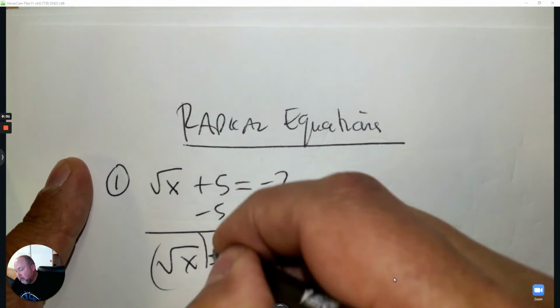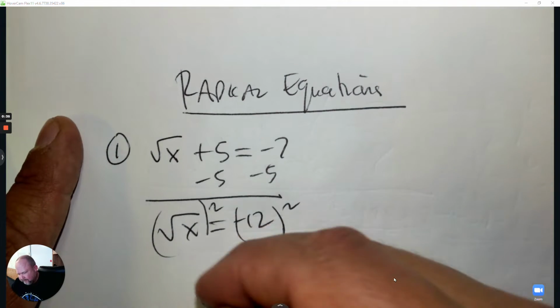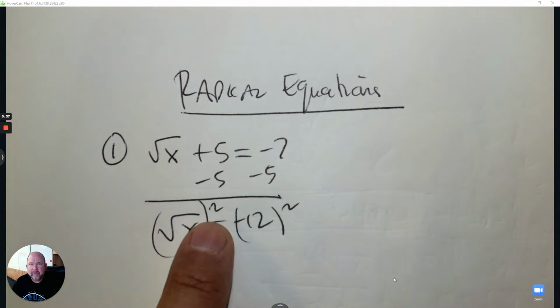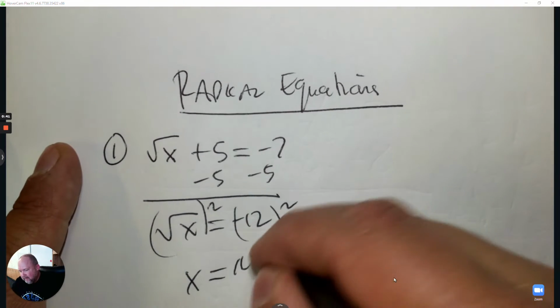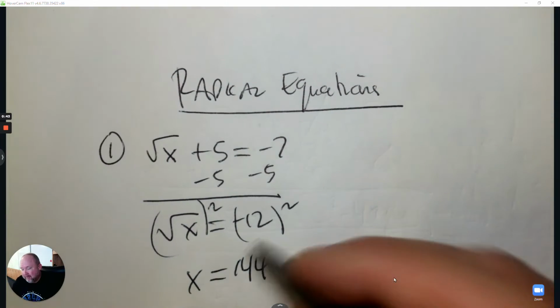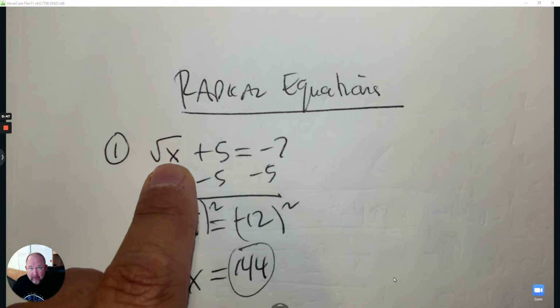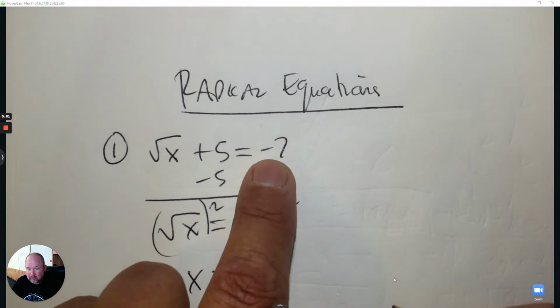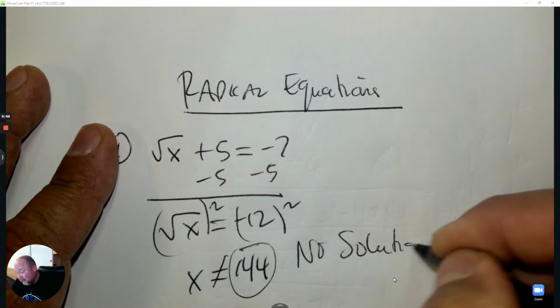And then I'm going to square both sides to undo the square root sign. The square root and the square, they undo each other. It's just x. Negative 12 squared, that's 144. Now we have to make sure that works. So if I plug in 144, the square root of 144 is 12. And then 12 plus 5, does it work? And the answer is no. So that means this one is no solution.